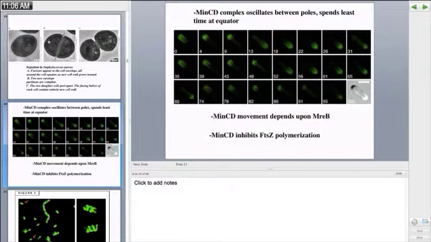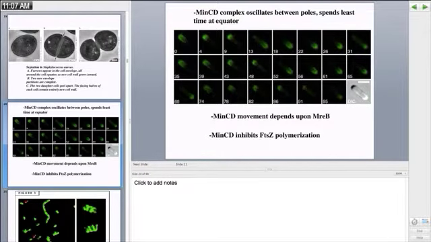So you can see that this complex of proteins is actually spending more of its time at the poles than at the midpoint. And that's the important point. The FtsZ ring, that polymer of the protein FtsZ, the polymerization is actually inhibited by MinCD. Wherever MinCD is, FtsZ is much less likely to polymerize.